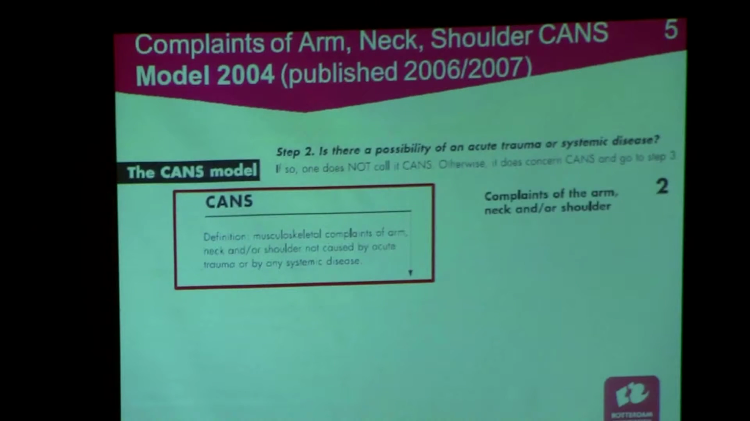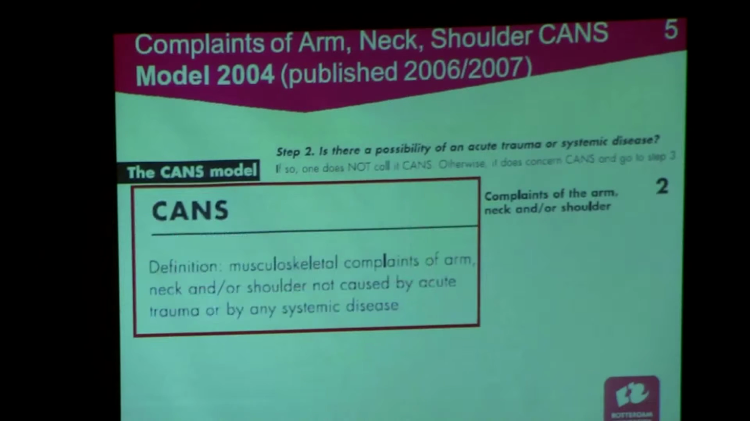So in the second stage, we want to exclude the disorders that have a trauma as origin, a trauma as cause of the disorder. And it can be acute trauma, but it also can be a longer result of the trauma, such as in complex regional pain syndrome. So after doing that, you have the definition we came up with in this consensus procedure of musculoskeletal complaints of the arm, neck, and shoulder not caused by acute trauma or any systemic disease.